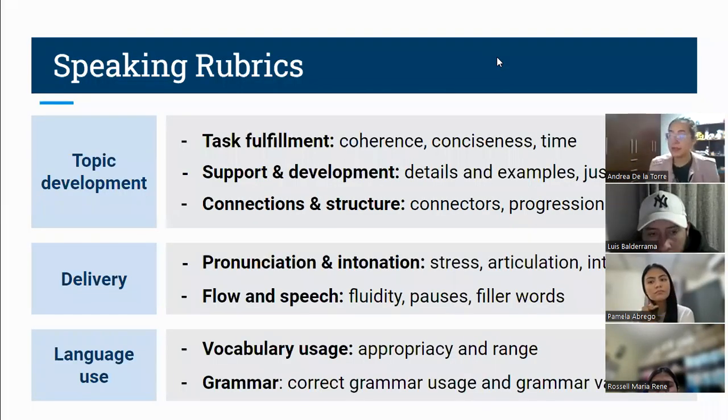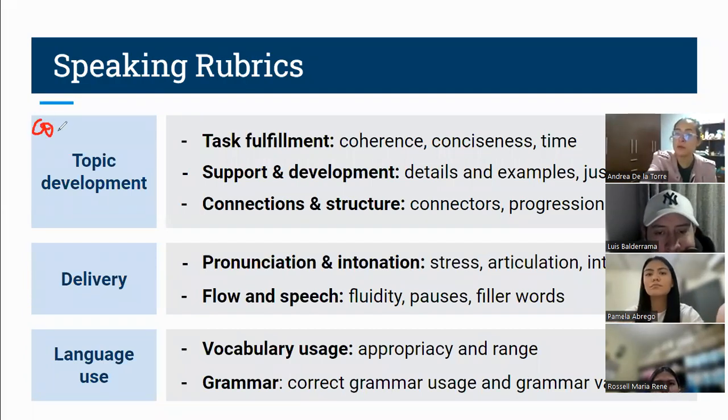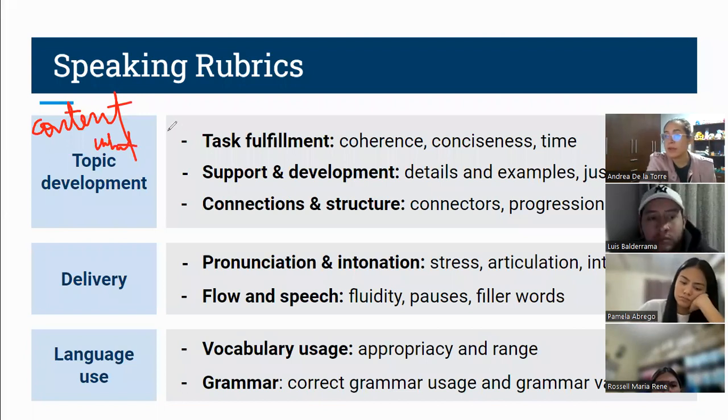So they are basically going to evaluate your responses based on three different things, three different criteria. The first one is topic development, which is related to the content of your response. This is what you say, the content of your response. So for example, we have whether you fulfill the task or not, task fulfillment.